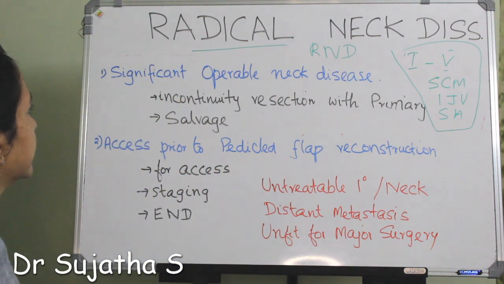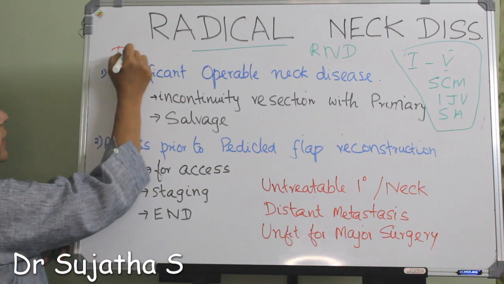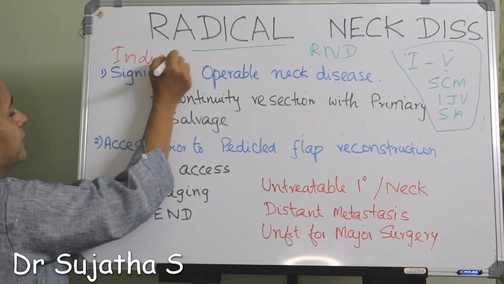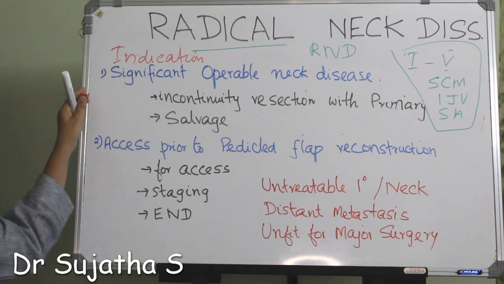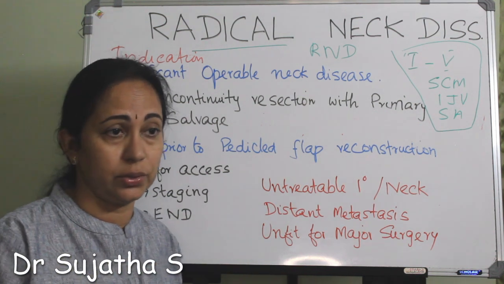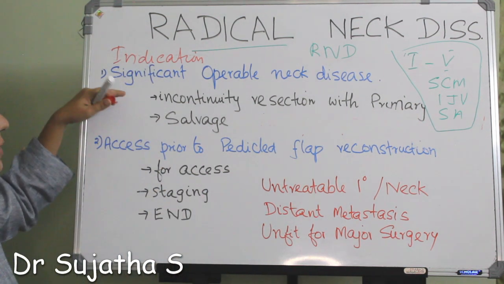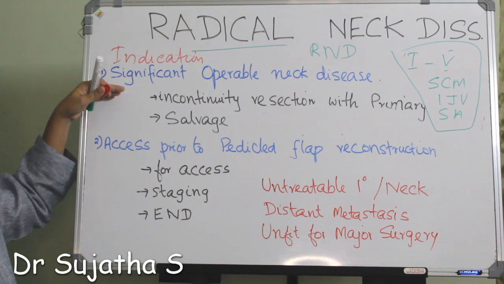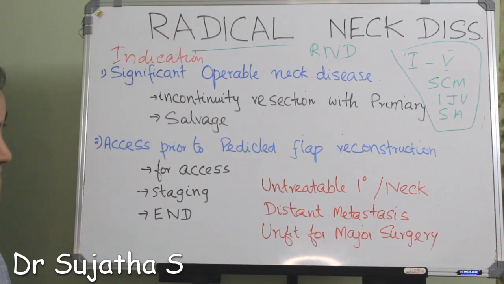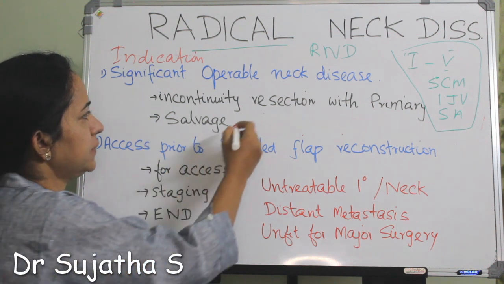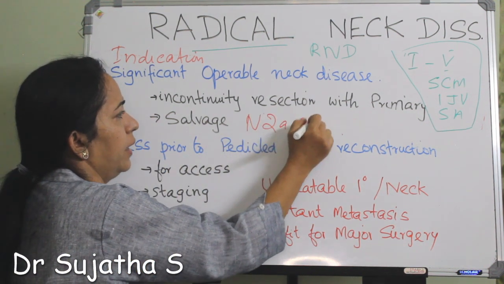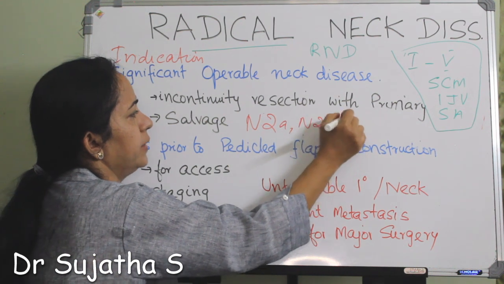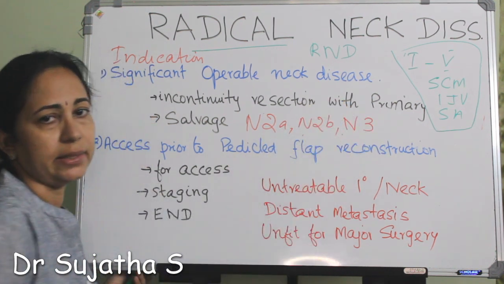And what are the indications? So, these are the indications of radical neck dissection. One is a significant operable neck disease. There are so many controversies going on about this, but in any case, a significant operable neck disease is an indication for an RND. That means the neck node level N2A, N2B and N3.